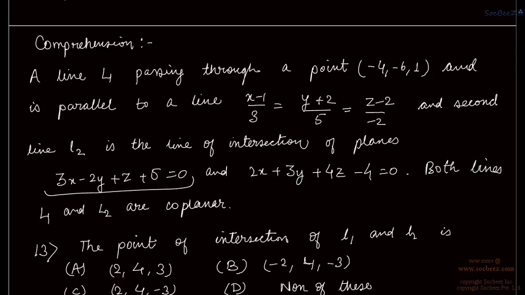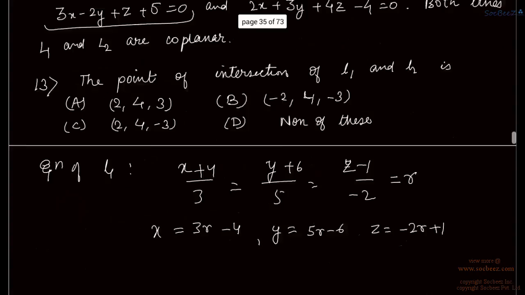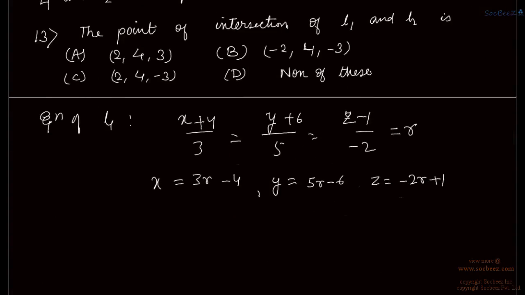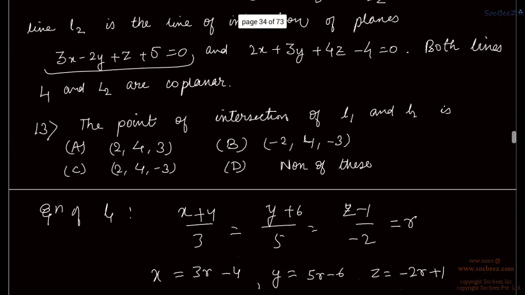Okay, so let us take this plane and find the point of intersection of L1 with this plane. We have already found the point in terms of r. So let us put this x, y, z in this plane to get the value of r, and hence find the point of intersection, that is x, y, z.